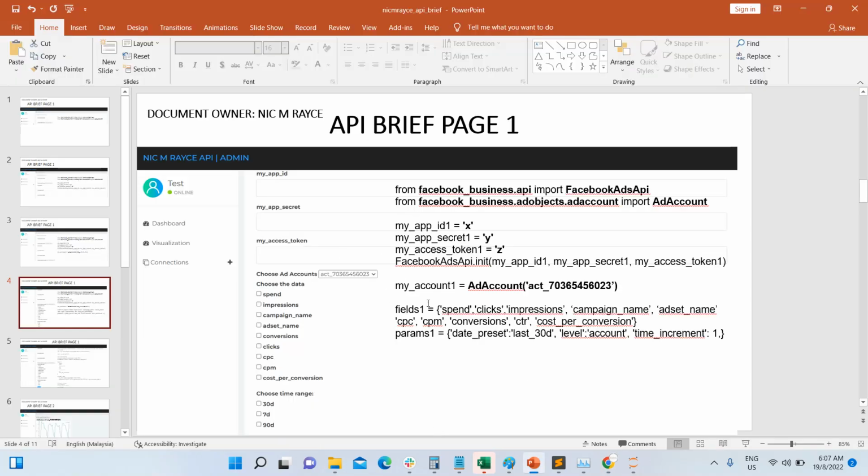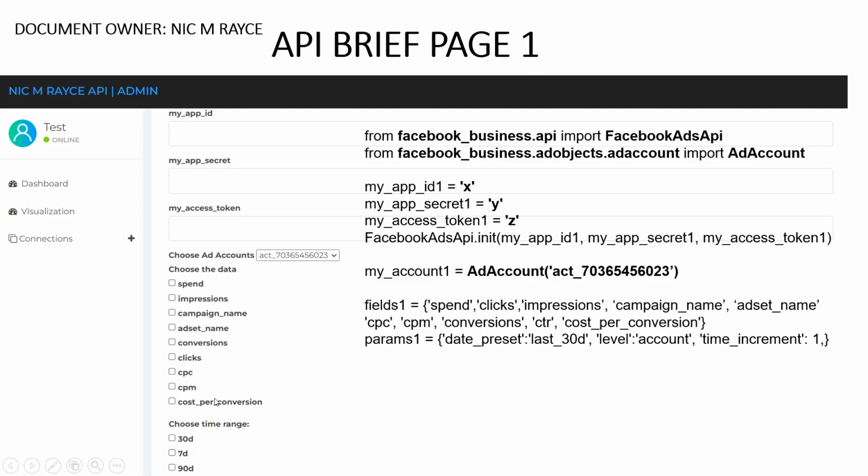So here is where I'm getting the fields and params that I need, and then the time range, whether it's a 30, 70, or 90 day date preset, and then level and time increment. Level means the information level, and I definitely want account level information, pretty much everything from the account. And then time increment is for the bucket. I just set this to 1, just maintain it at 1.